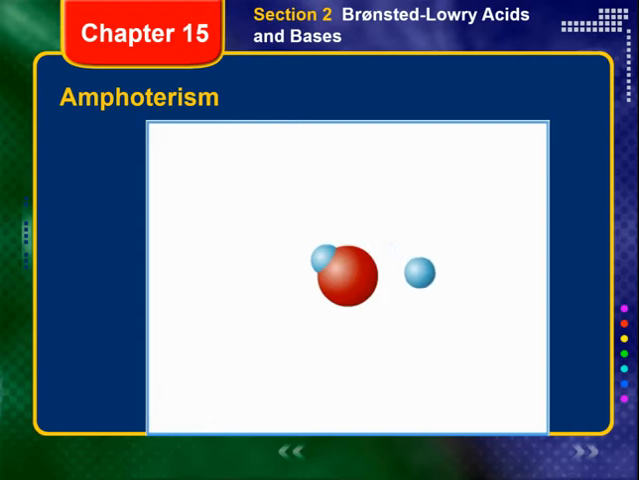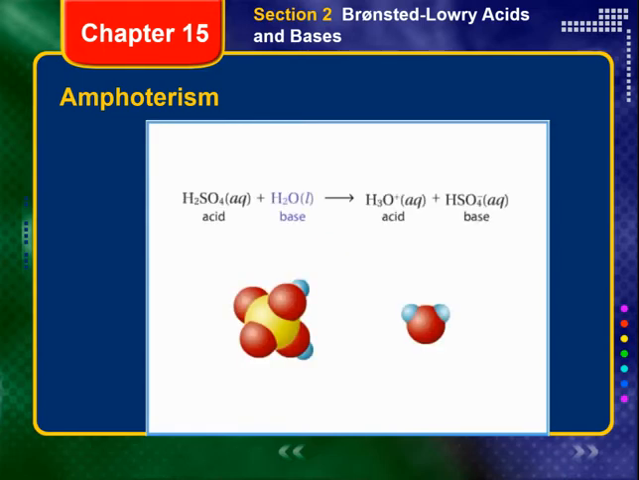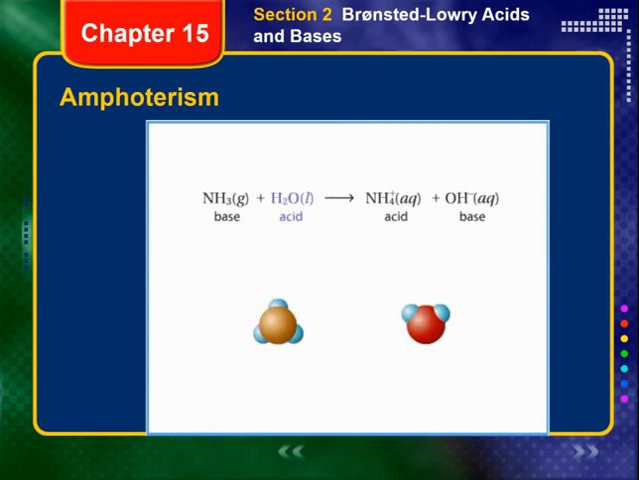Water can either be an acid or a base, and is therefore amphoteric. Like an acid, it can donate a proton. Like a base, it can accept a proton. Strong acids cause water to act as a base. In the first ionization of sulfuric acid, water accepts a proton from the sulfuric acid. Sulfuric acid is a stronger acid than water, so water acts as a base in this reaction. Strong bases cause water to act as an acid. In this reaction of water and ammonia, water donates a proton when it reacts with ammonia to form ammonium and hydroxide ions. Ammonia is a stronger base than water, so water acts as an acid in this reaction.